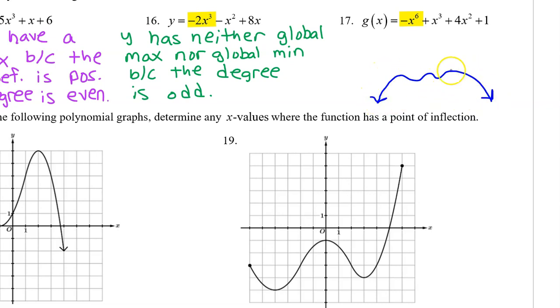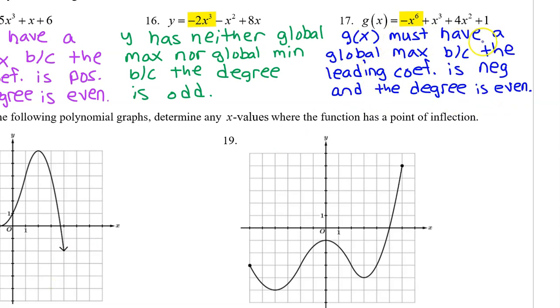That means there will be a global max somewhere, and there will not be a global min. So g of x must have a global max because the leading coefficient is negative and the degree is even.